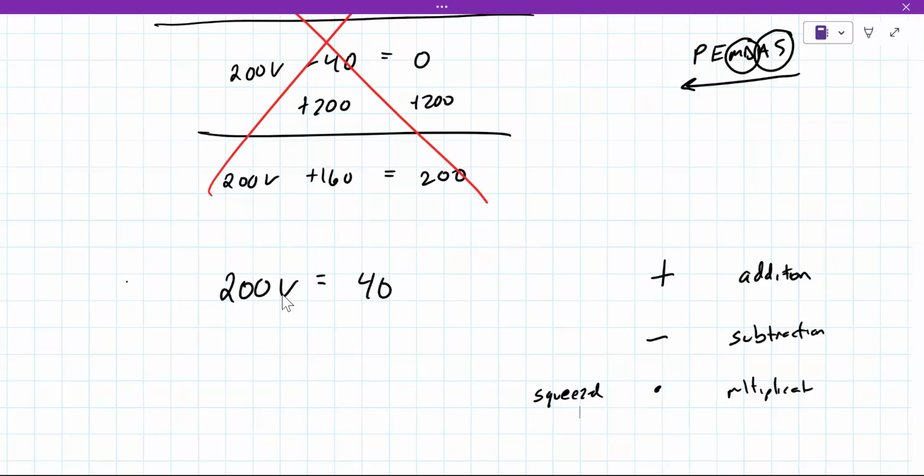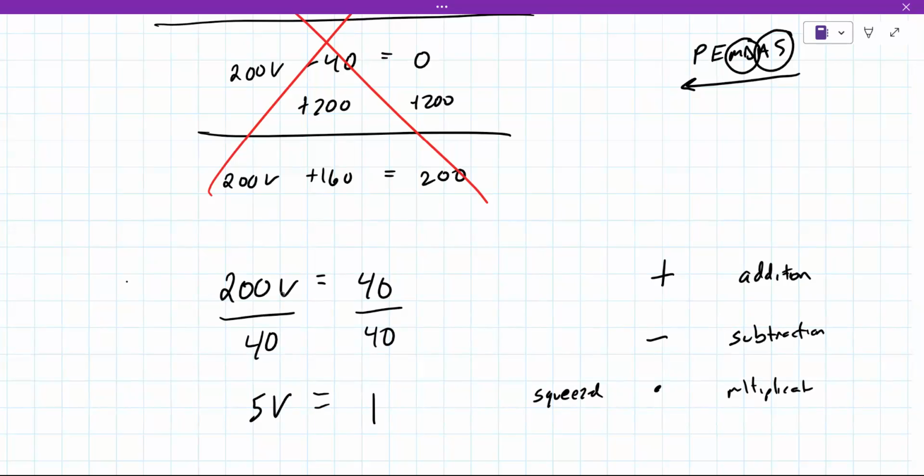Okay, what will you divide both sides by? 40. Okay, we'll divide both sides by 40. 40 divided by 40 is 1. 200 divided by 40 is 5. So 5V is V by itself? No, it's not. It's got a 5 next to it.